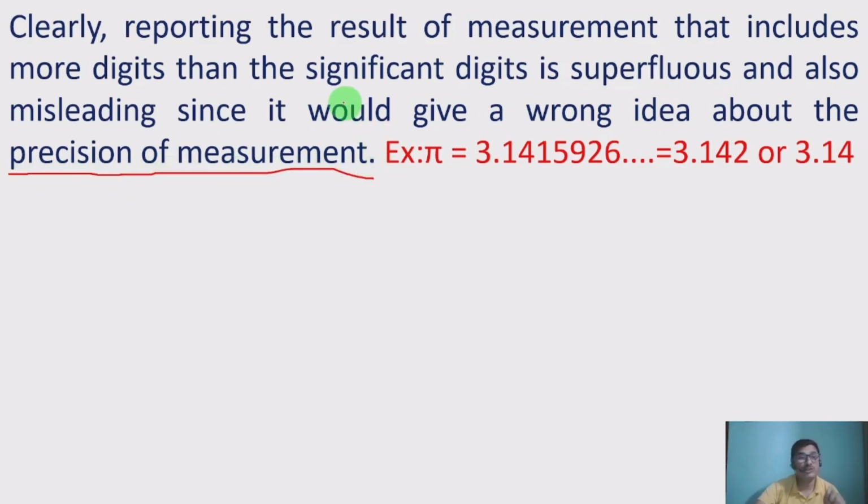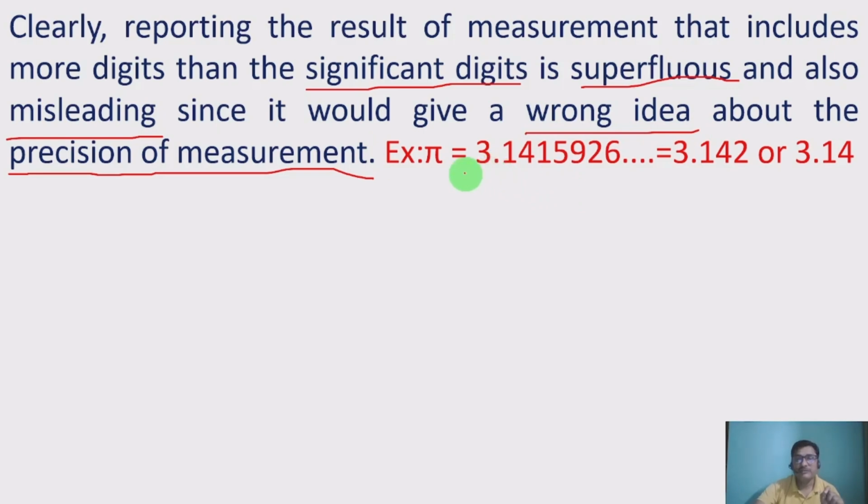If the measured value has more than the significant digits, the extra digits are called surplus digits. That makes the measurement misleading, since it gives the wrong idea about the precision of the measurement. Now, we'll take one example here.